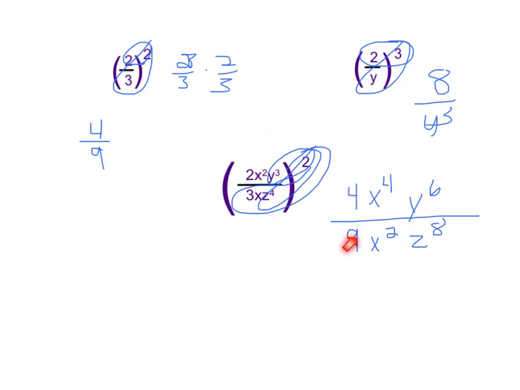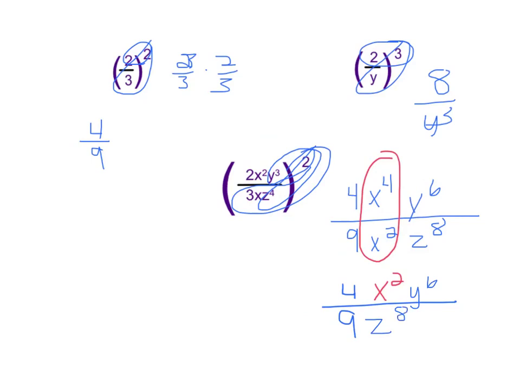I'm going to look at my numbers first. 4 over 9 just stays 4/9. We can't simplify that at all. Then I'm going to look at my x terms. X to the fourth over x squared. 4 minus 2 is 2. It's positive, so it's going to go in the numerator. Or I could think these two cancel out 2 of these, so I'm left with 2 in the numerator. And then the y and the z don't have the same bases, so we don't have anything to do with them, so they just stay where they are because they have positive exponents.